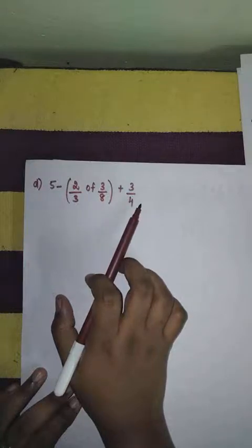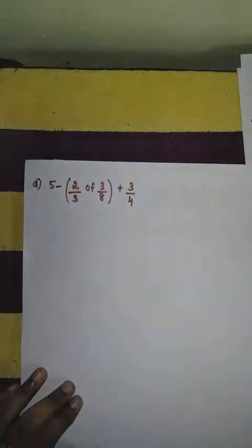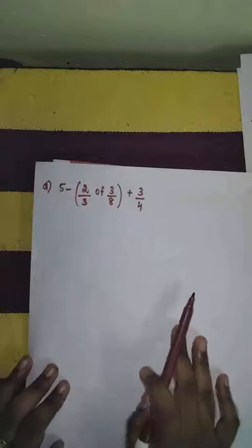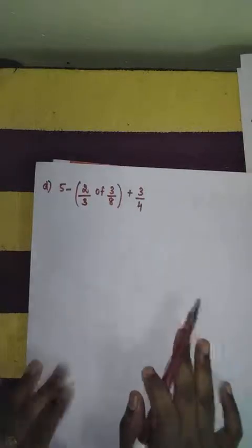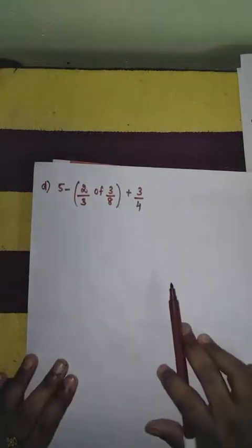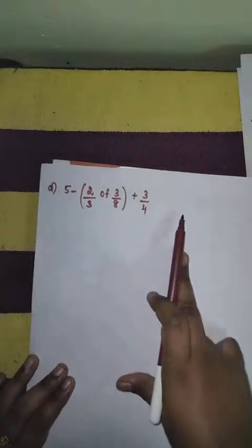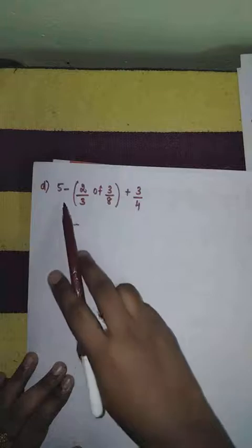5 minus bracket 2 by 3 of 3 by 8 plus 3 by 4. So what is the first step? First check whether all the expressions are same. See, here it is subtraction, then of multiplication, here addition.